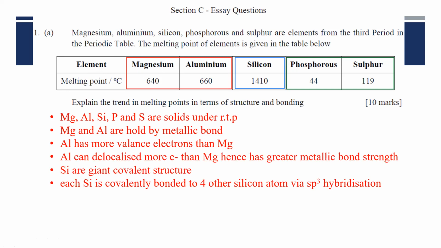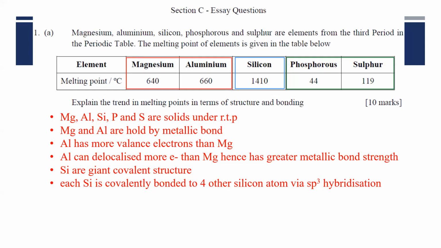This is a statement that I always encourage students to write whenever you are trying to explain the giant covalent structure inside group 14, regardless of carbon, silicon, or germanium, because this is technically how they are held to each other, and that is why they exhibit a very high melting point.